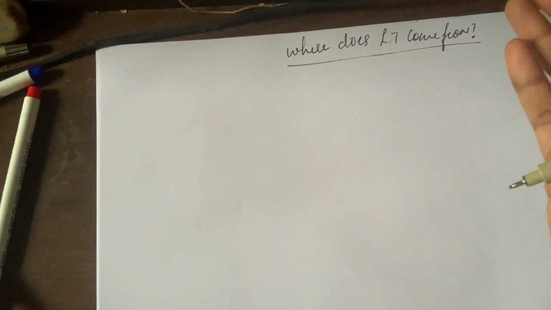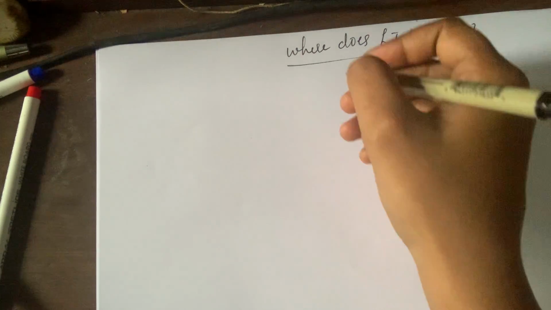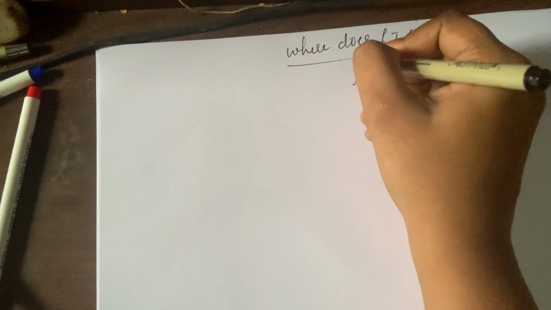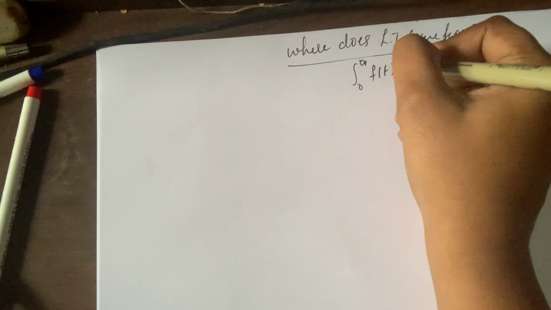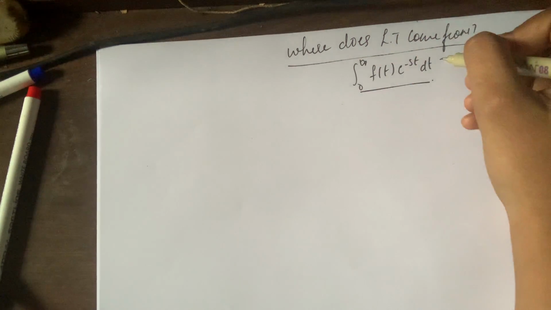I'll be providing the link from where I got an explanation for this, finally, where the equation came from. Okay, so we all know the Laplace Transform equation is f(t) e to the power of minus st dt, right? Okay, so how did we even get here?